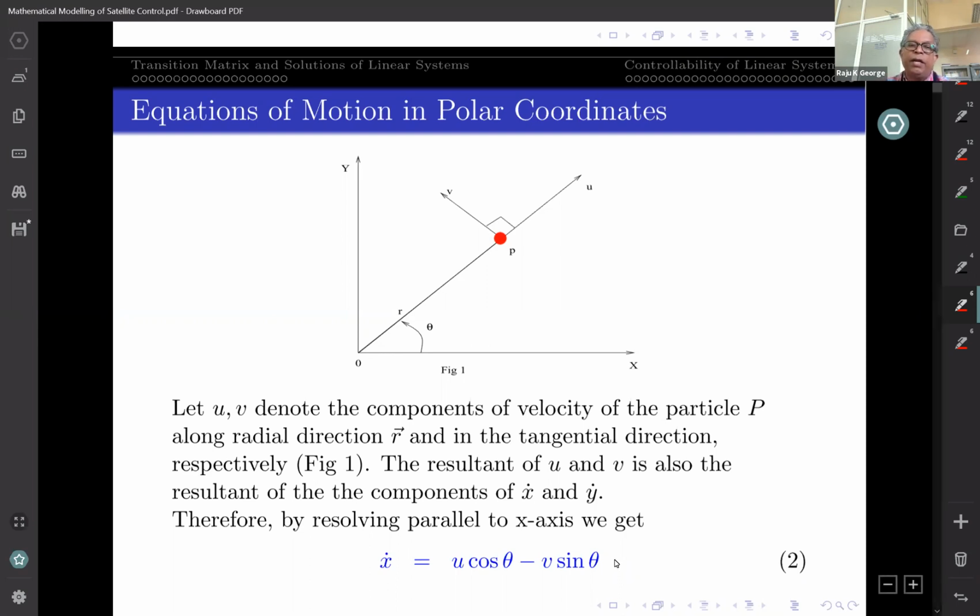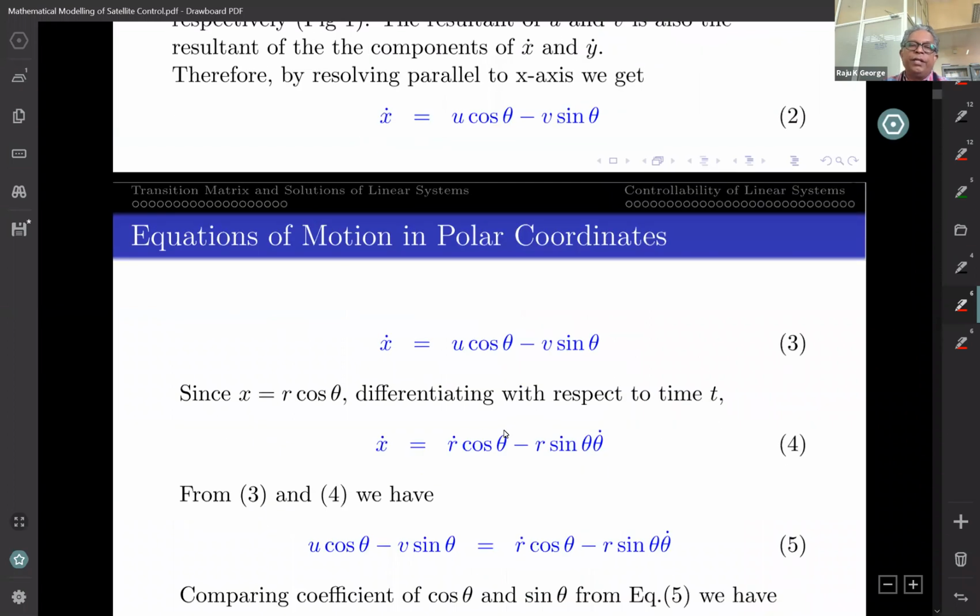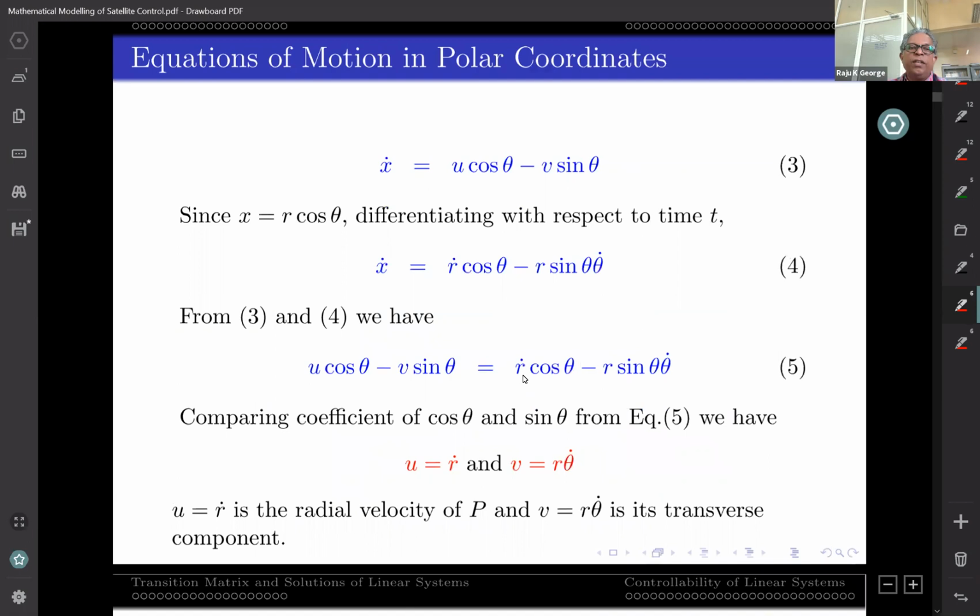So x dot is equal to u cos theta minus v sin theta. And from the transformation formula we have x is equal to r cos theta. If you differentiate this with respect to t, you can also compute x dot. So differentiating x is equal to r cos theta with respect to time, x dot is equal to r dot cos theta minus r sin theta into theta dot, since the derivative of cos theta is minus sin theta. And these two must be the same.